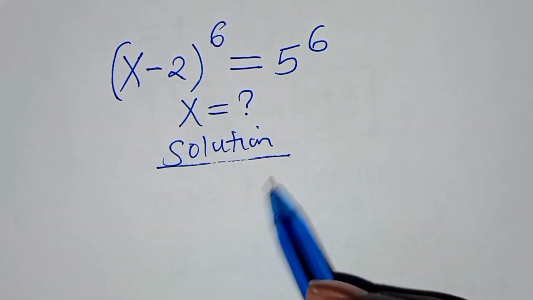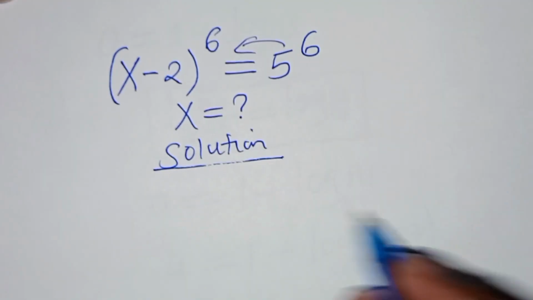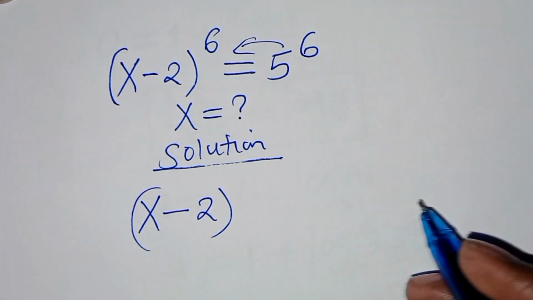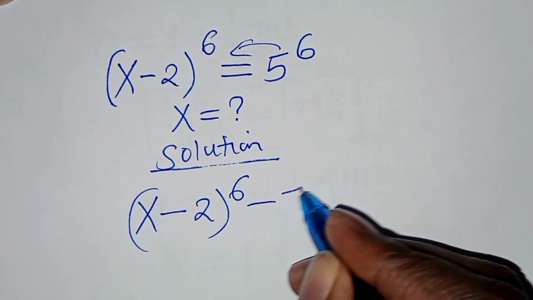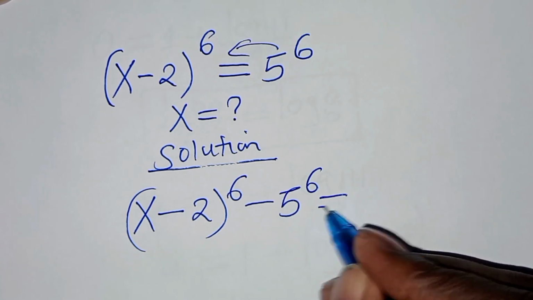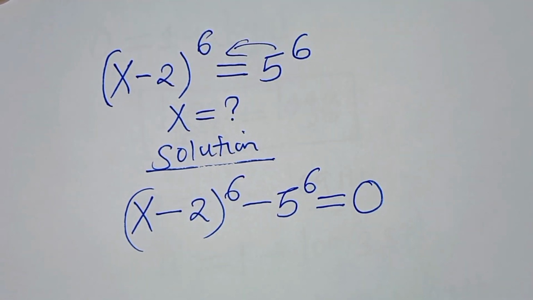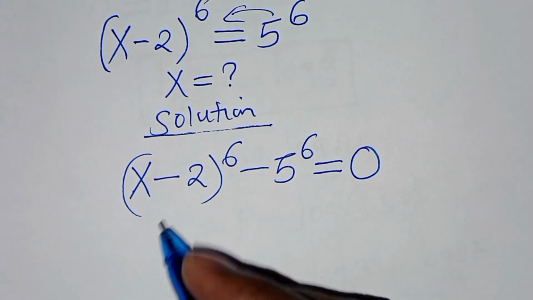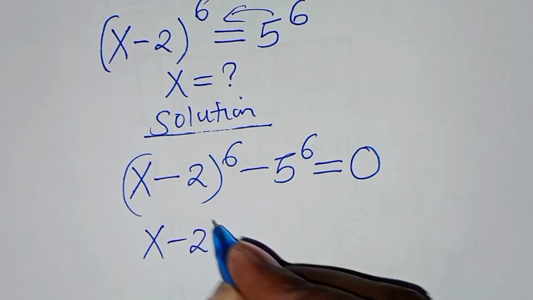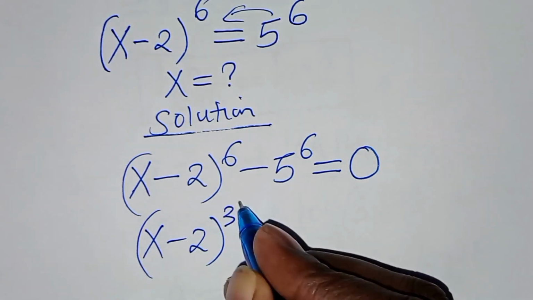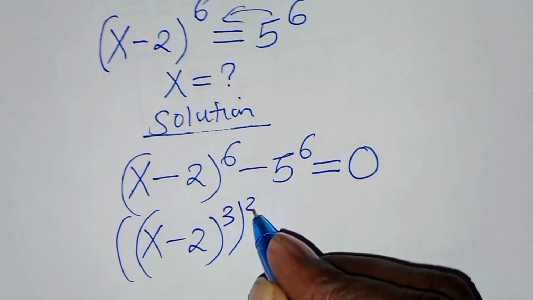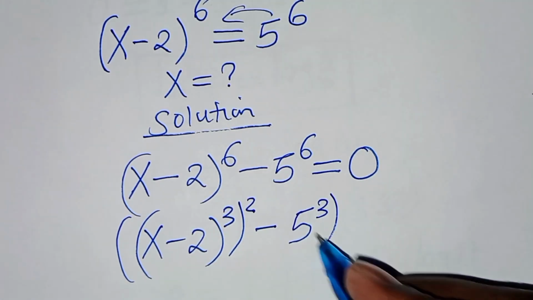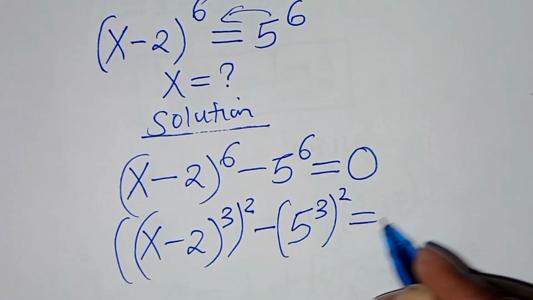Now, solution here: let's take 5^6 to the left-hand side, so that we'll have (x − 2)^6 − 5^6 = 0. We can express (x − 2)^6 as ((x − 2)^3)^2, subtract 5^6, which you can express as (5^3)^2, and this is equal to 0.